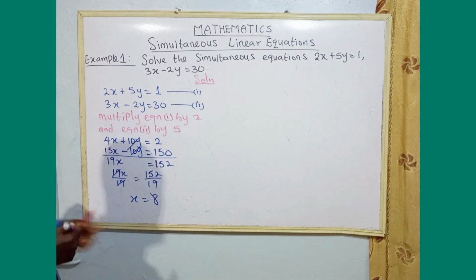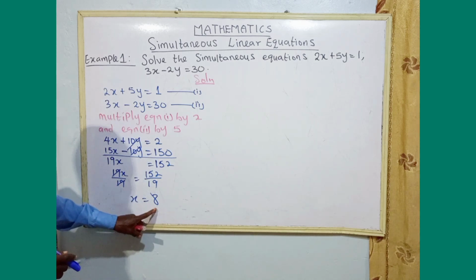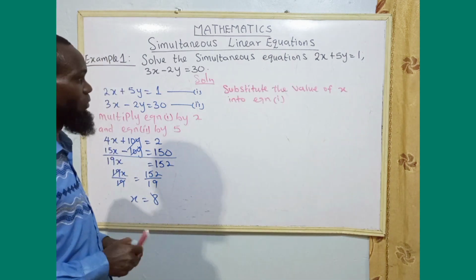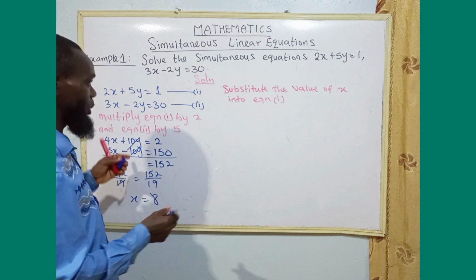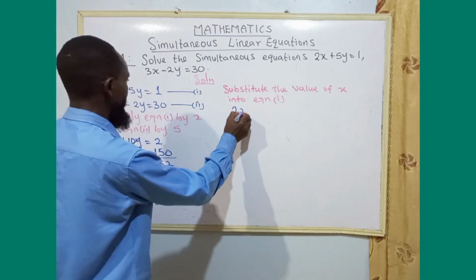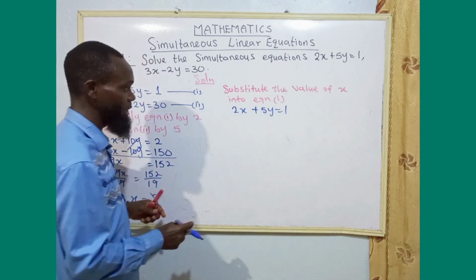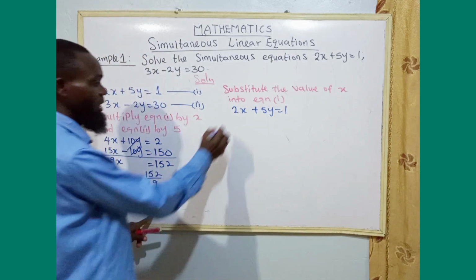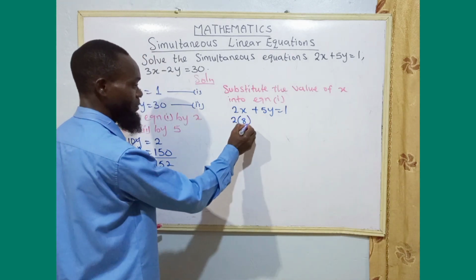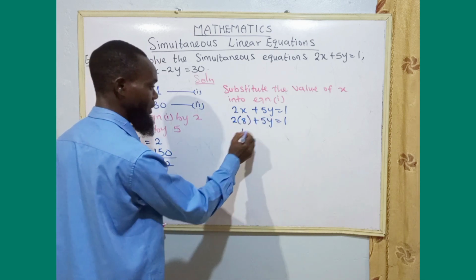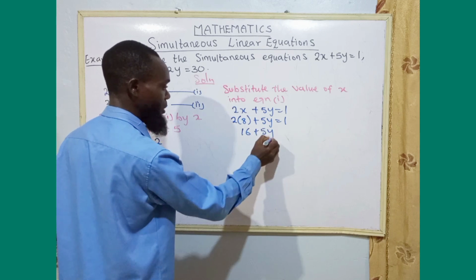Now, we've gotten the value of x. To find the value of y, we substitute the value of x into any of the equation 1 or 2. Substitute the value of x into equation 1, we have 2x plus 5y is equal to 1. So anywhere we see x, we put 8. So 2 multiplied by 8 plus 5y is equal to 1. 2 times 8, we have 16 plus 5y is equal to 1.